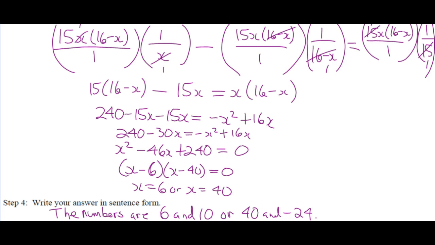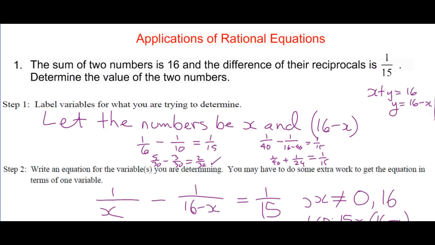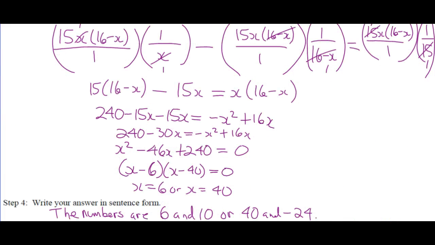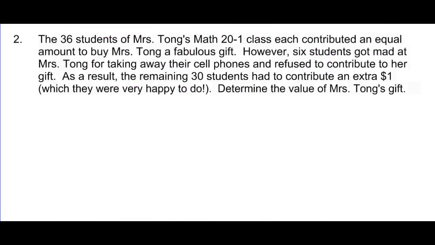Okay, does that match up? Yeah, so the two numbers whose sum is 16, so 6 plus 10 is 16, and 40 plus negative 24 is 16, and the sum of the reciprocals is 1/15. Okay, questions? So it's kind of a number problem, right? So we're going to have various problems. You're going to get to spend the weekend doing various problems, right? So one type of problem is number problems.